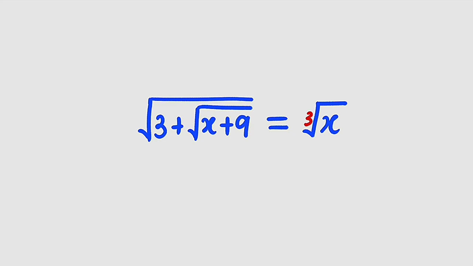We would like to find the real value or values of x that can satisfy the equation: the square root of 3 plus square root of x plus 9 equals the cube root of x. Before we start finding the solution, let us talk about the domain.